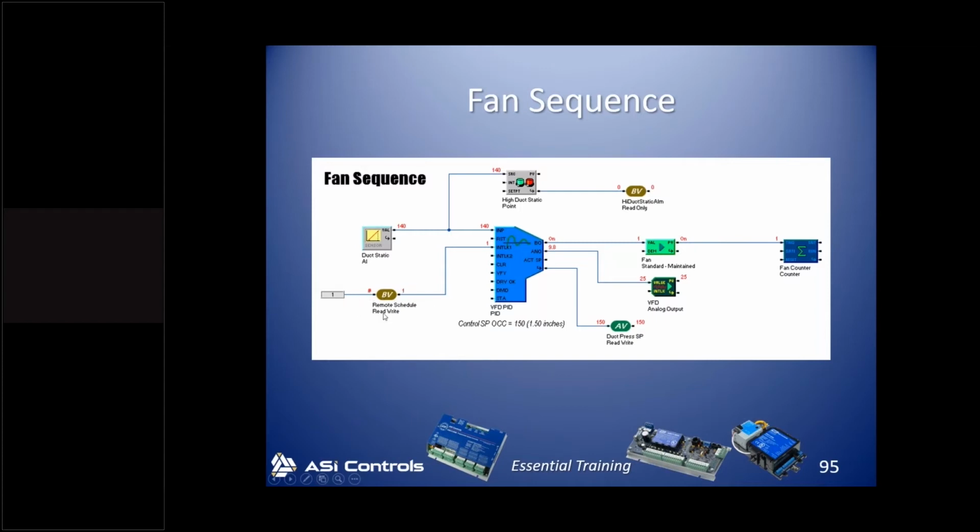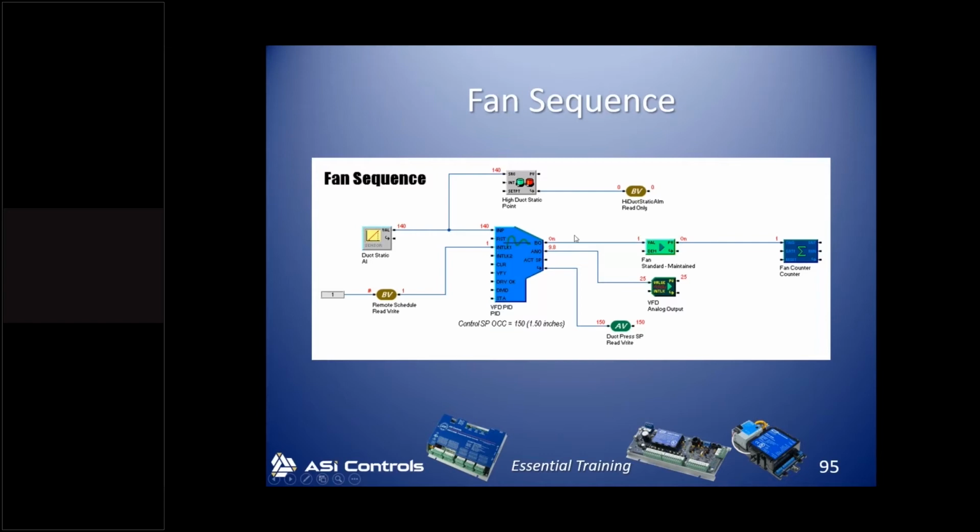When we write a 1, it'll turn on. When we write a 0, it'll turn off. And that gets linked to the interlock handle of the PID icon. So when the schedule's off, the PID essentially stops calculating. When the schedule turns on, we'll look at the duct static pressure input and run it through a PID calculation to control the analog output.